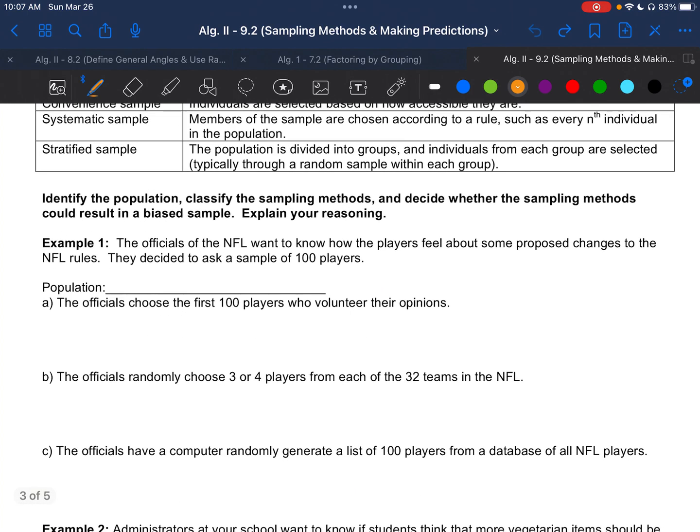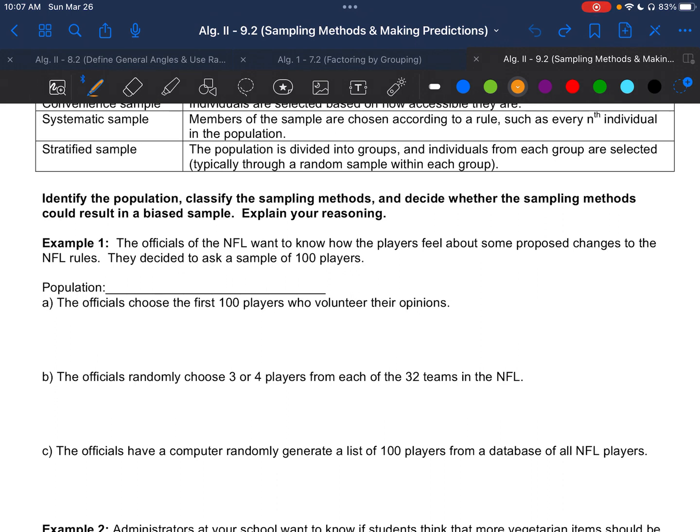So here, in each of these first 2 examples, we're going to identify the population, classify the sampling methods, and then decide whether it could result in a biased sample, and explain that. So example 1 here for A, B, and C, the officials of the NFL want to know how the players feel about some proposed changes to rules. So they decided to ask a sample of 100 players.